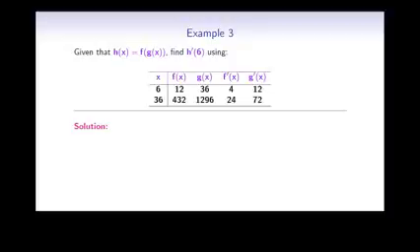So, in order to find h prime of 6, we use the chain rule, which says that h prime of 6 is f prime of g of 6 times g prime of 6. According to the table, g of 6 is 36 and g prime of 6 is 12. Entering that information into the formula of the chain rule gives us that h prime of 6 is f prime of 36 times 12. The table also tells us that f prime of 36 is 24. So, putting it together, we see that h prime of 6 is 24 times 12, which is 288.